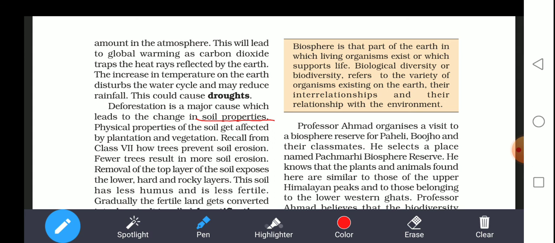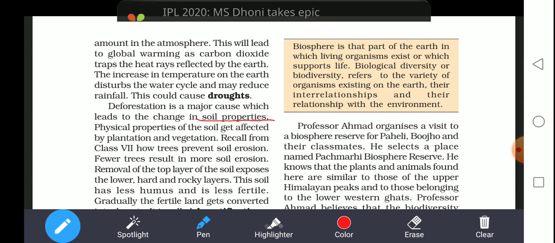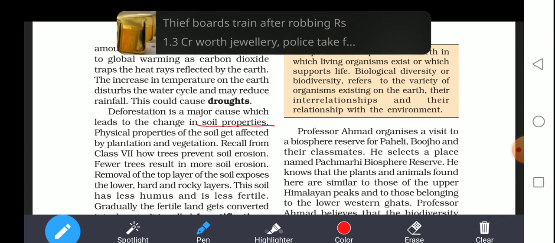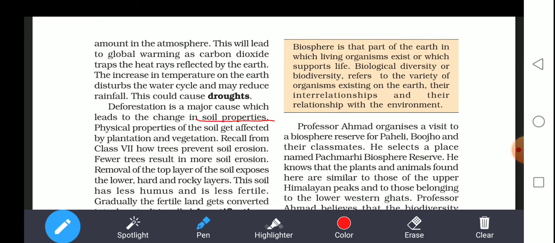Physical properties of the soil get affected by plantation and vegetation. Recall from class 7 how trees prevent soil erosion. Fewer trees result in more soil erosion. What happens if there are fewer trees or plants? There are fewer trees to bind the soil tightly. So what happens during the rainy season? During the flow of water, it will wash away the top soil. That is known as soil erosion.